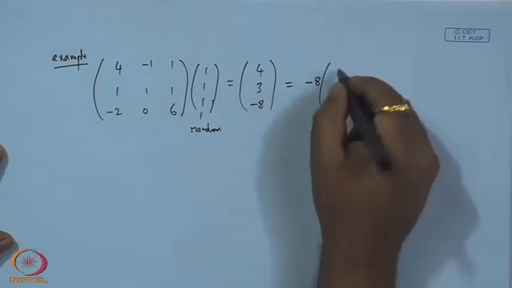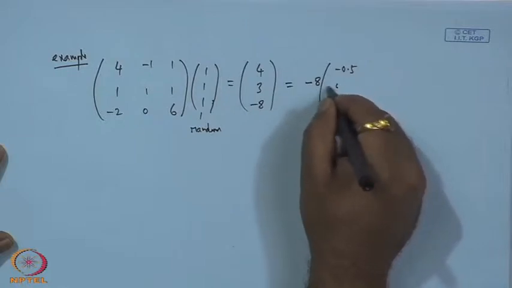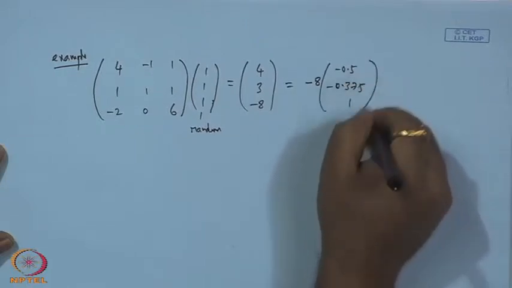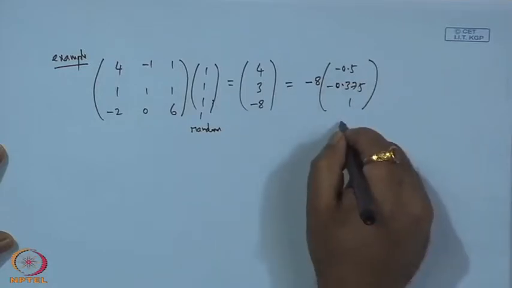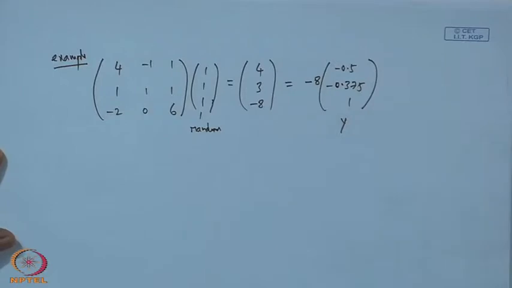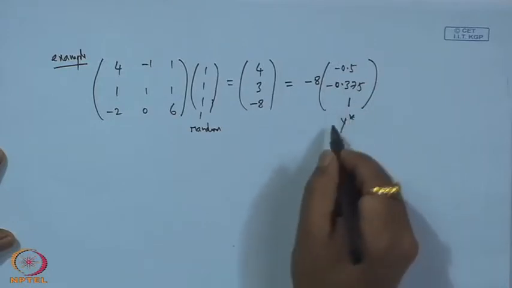So, we take it common, minus 0.3751. So, this is our y. What was the notation I have given? This is our y star, because we have normalized. So, this is our y star.